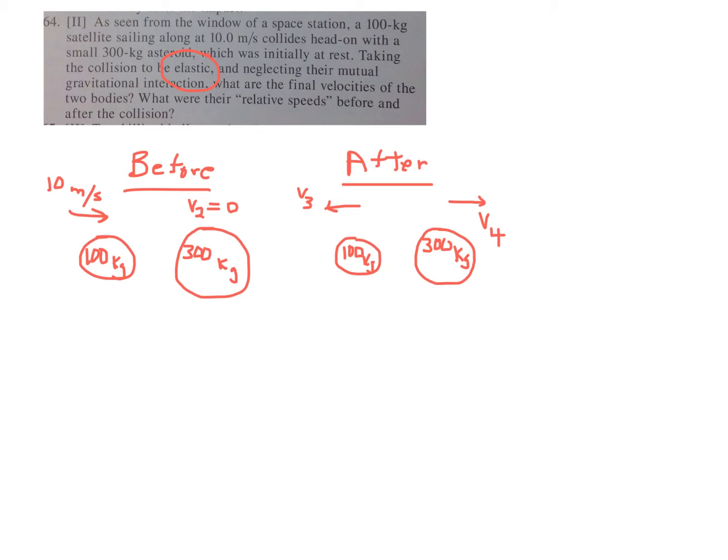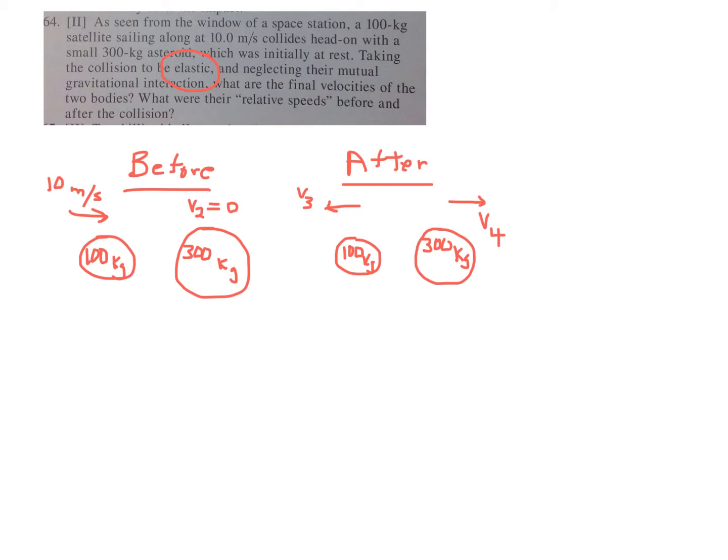When you have an elastic collision, kinetic energy is conserved. Don't assume an elastic collision unless they tell you. But we have extra information. There's kinetic energy conserved in addition to momentum. Momentum is always conserved in any collision, whether it's elastic or inelastic.